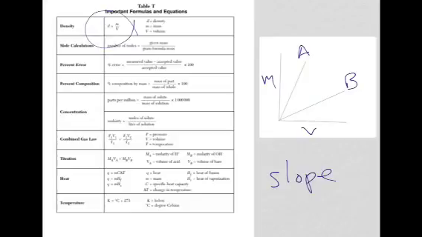And hopefully you would recognize, oh look, for slope, that's the change in y over the change in x. And what are we talking about here? M over V. And what's M over V? Density. So guess what? Substance A would have a greater density than substance B because it has a steeper line.